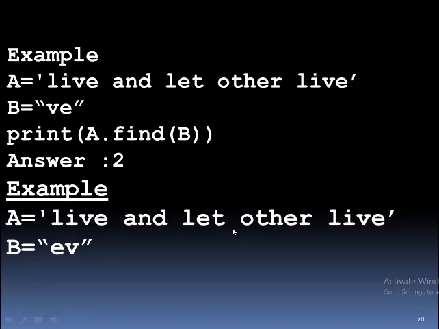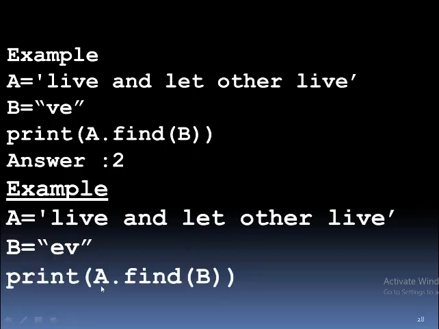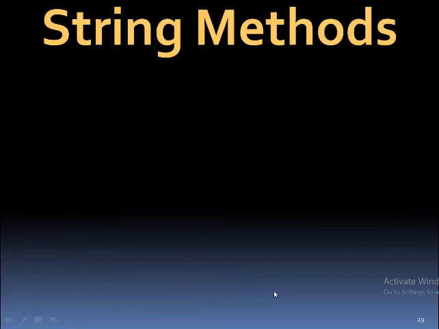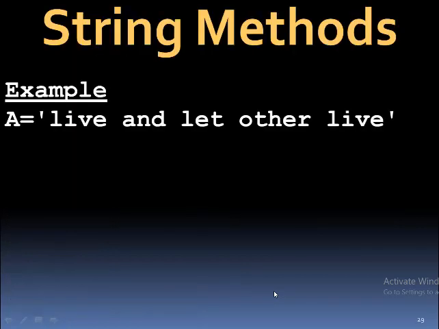Another example. Suppose you have this string A and your B string is "ev", and now you write A.find(B). Look for "ev". It does not exist, so the answer will be -1. If the substring that you have written within the parentheses is not found in this string, then you will get -1 as the answer.